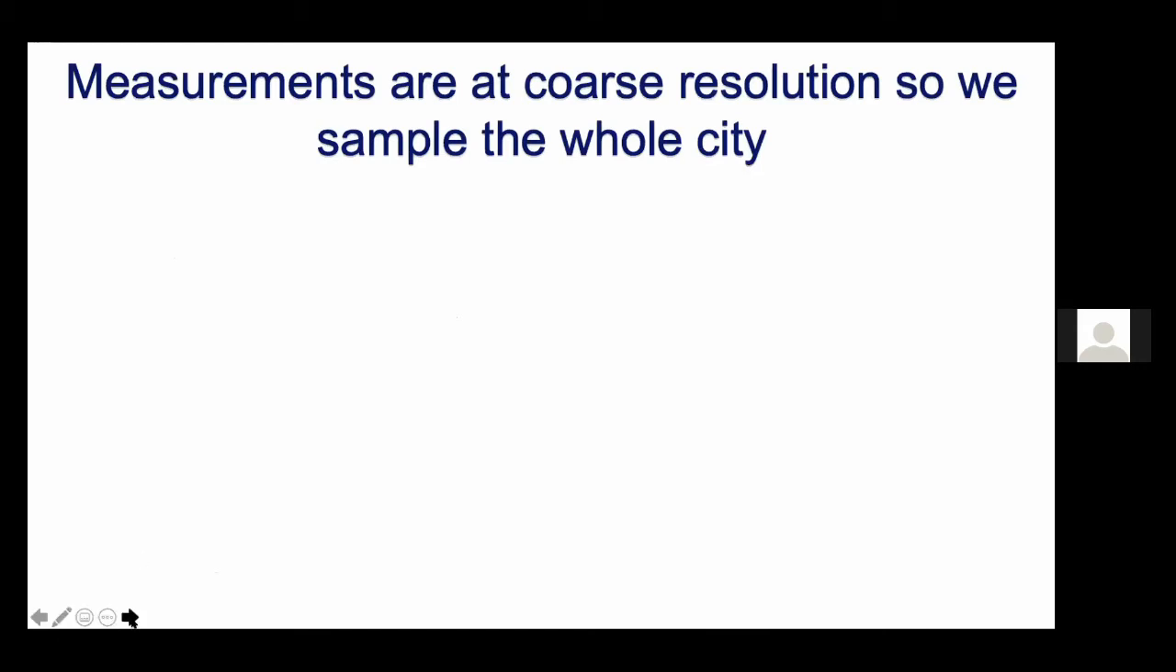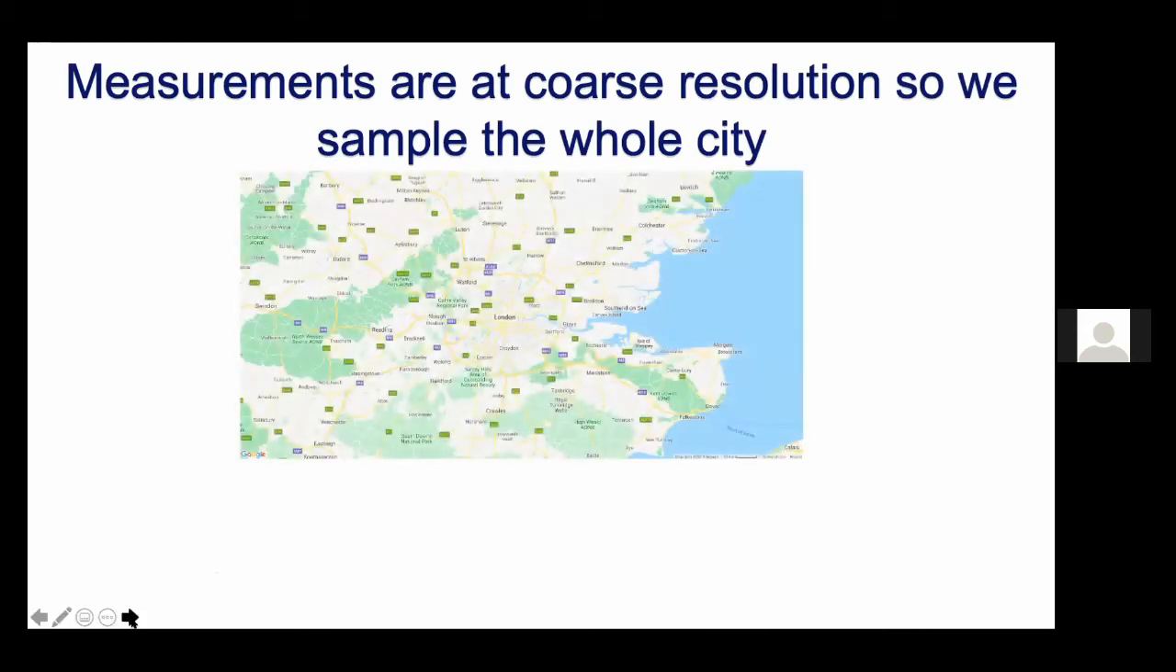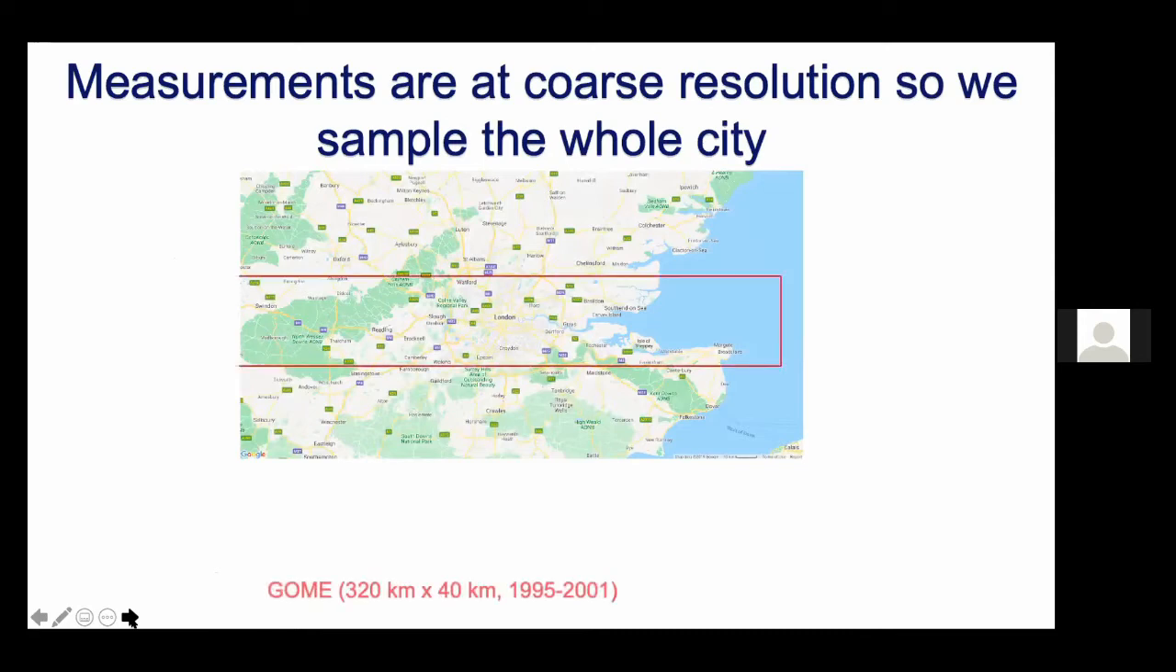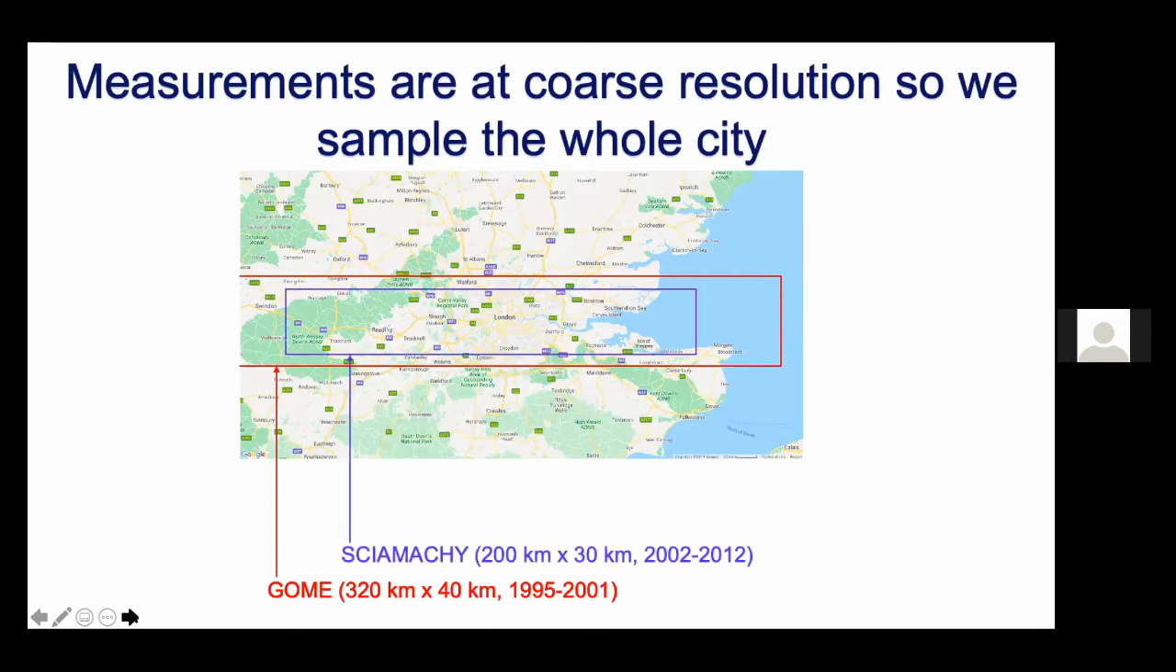Giving you a brief timeline here. This is a map around London area. And in 1995, European Space Agency launched an instrument, GOME, which had a very coarse resolution. So it used to give 1 pixel, which was 320 kilometer by 40 kilometer. Then things improved. And in 2002, SCIAMACHY came with a finer resolution. GOME came up with its second mission in 2007 with an even finer resolution.